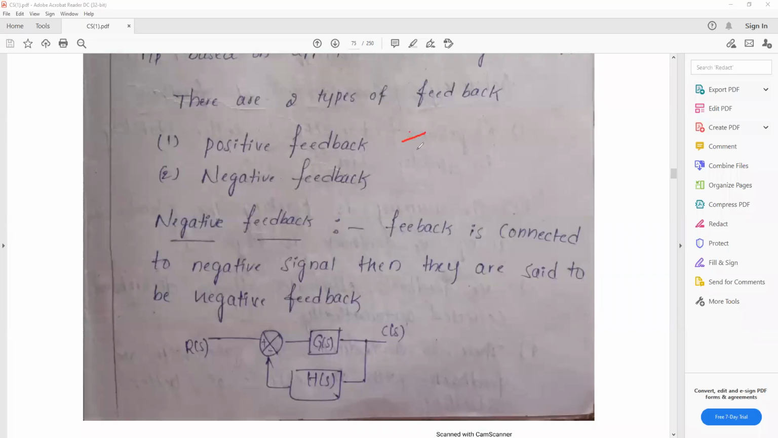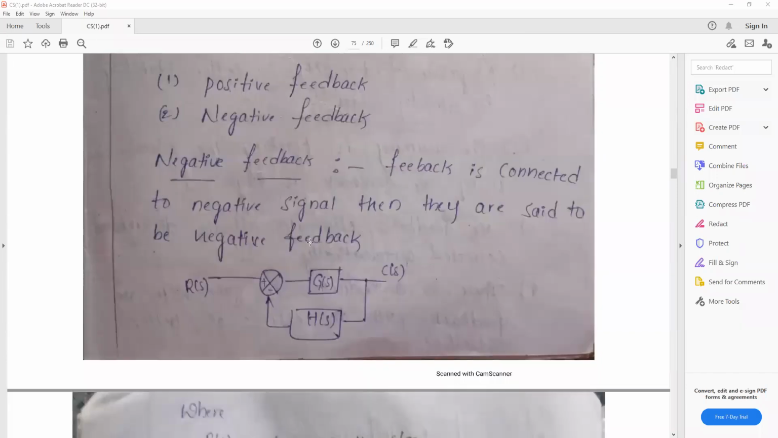So positive feedback and the second one is negative feedback. What is meant by positive feedback is, the feedback is connecting through the positive error signal, positive signal.